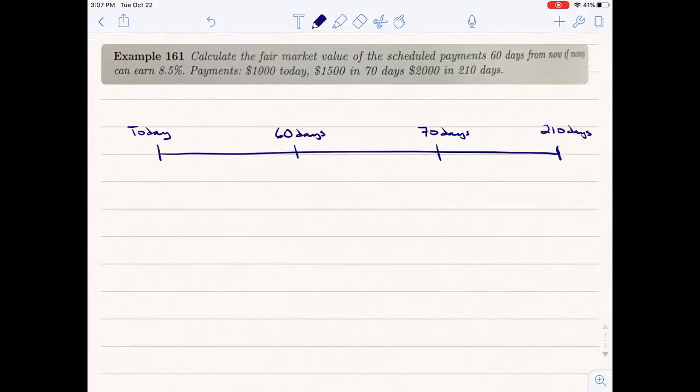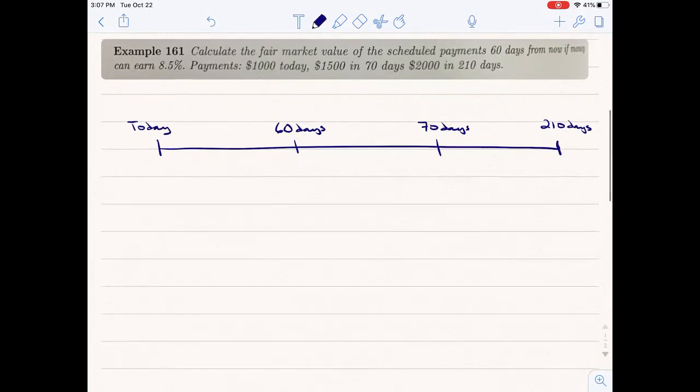Next thing we do is we put any dollar amounts underneath our ticks, right? So any dollar amounts that are associated with that tick goes underneath. So we've got $1,000 today, $1,500 in 70 days. So $1,500 goes there at 70 days, and then $2,000 in 210 days.